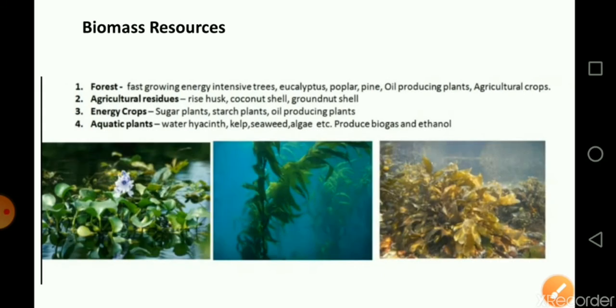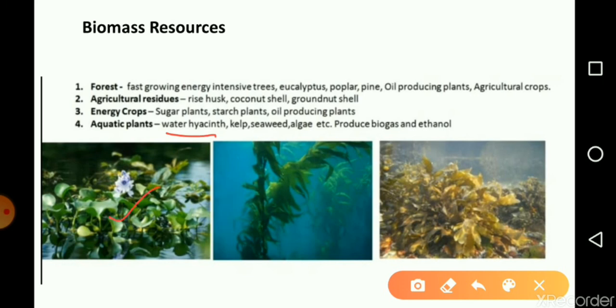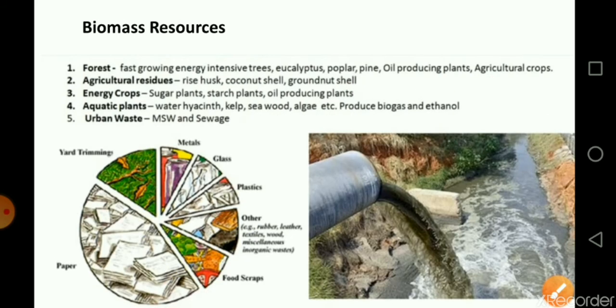Then the next one is the aquatic plants, which are nothing but the water hyacinth. In Marathi it is called jalparani, which is used to produce biodiesel or biogas and ethanol. Next, these two are sea-based plants like kelp, seaweed, and algae. We can use them to produce biogas as well as ethanol. And the last one is the urban waste, that is municipal waste and sewage.